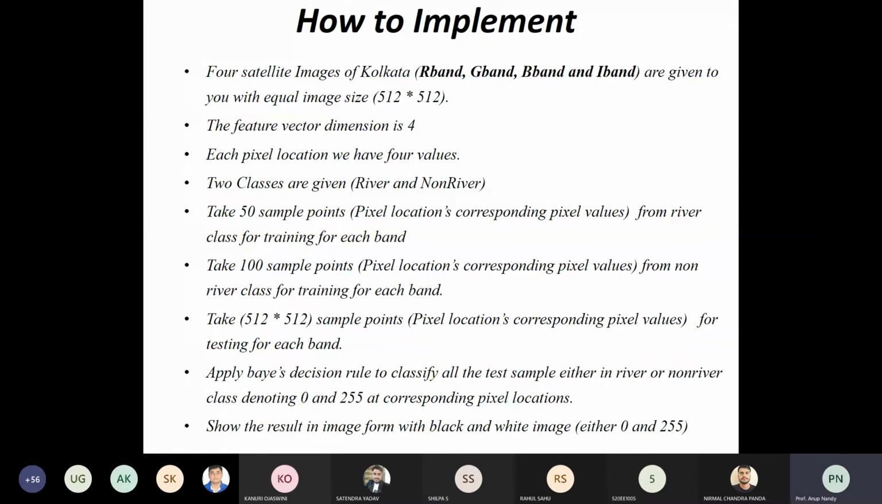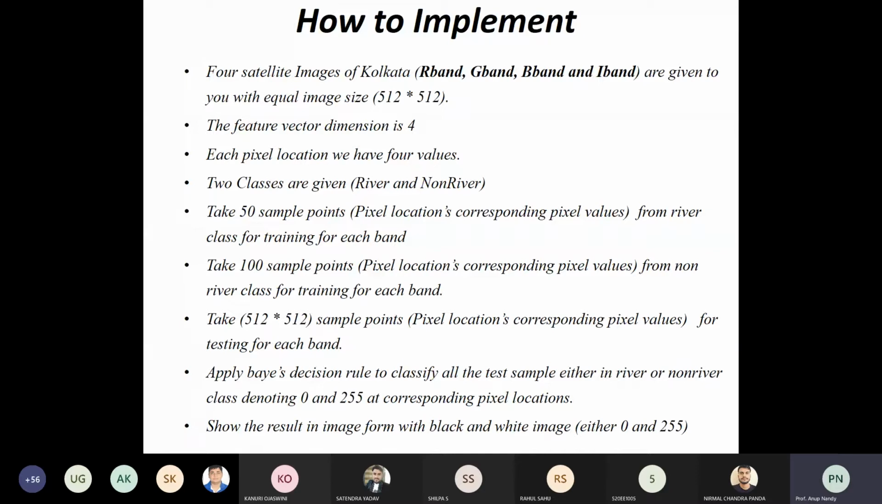If you had an image processing subject, then I think you must have understood. For 8-bit images, the range of intensity values will be 2 to the power 8, meaning 0 to 255. Now you have to show the result as black and white images. So that is your assignment.